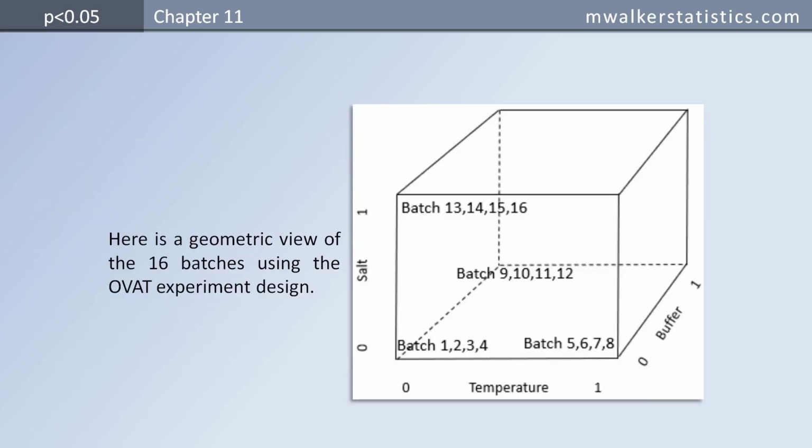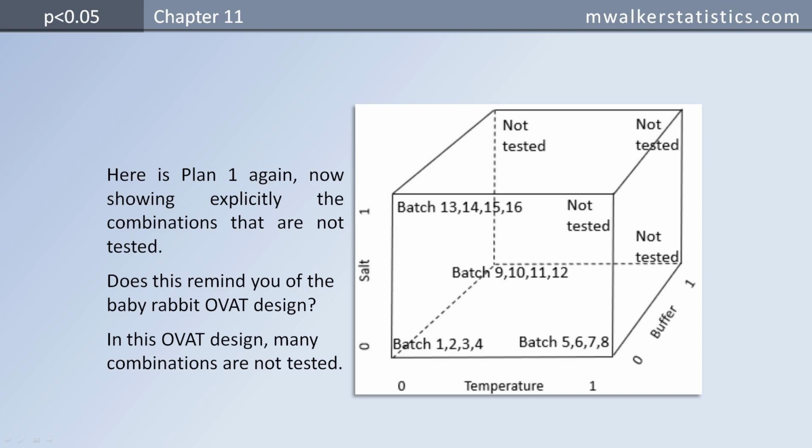Here is a geometric view of the 16 batches using the OVAT experiment design. Here is Plan 1 again, now showing explicitly the combinations that are not tested. Does this remind you of the baby rabbit OVAT design? In this OVAT design, many combinations are not tested.